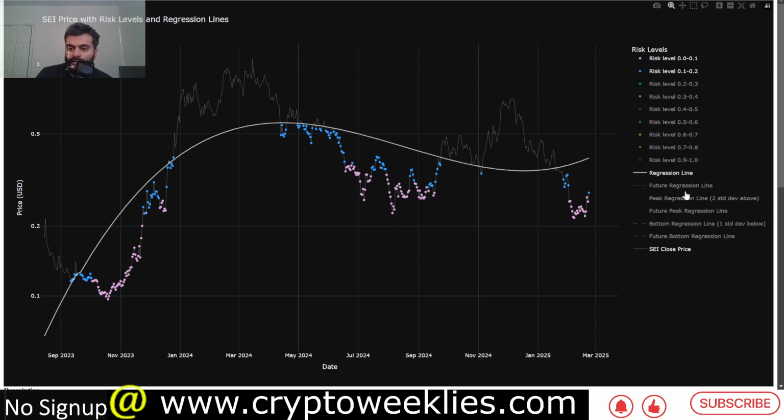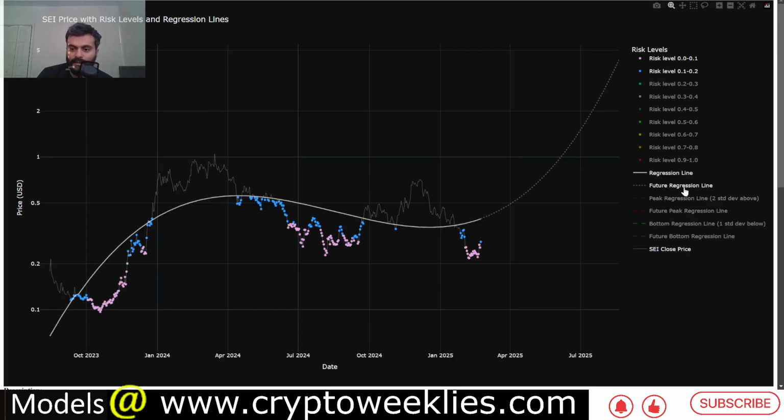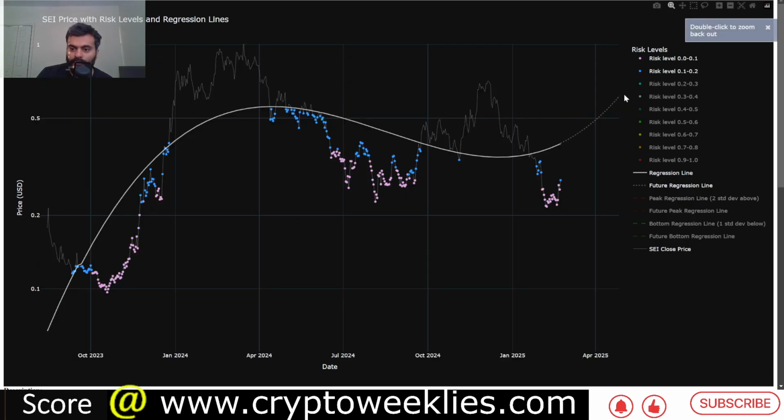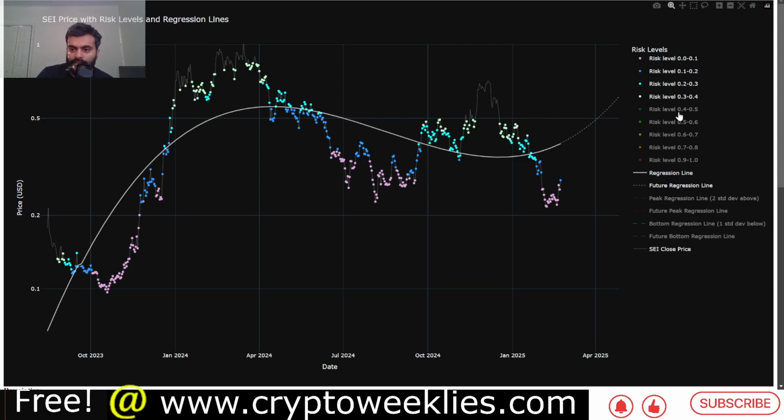If we were to extend this regression line, this model does do some calculations. Six months down the line, it's looking very bullish. But if we look at only 3 months into the future, the fair value could be at around 61 cents, or middle to end of April of 2025. And if we overlay this with all of the risk levels first, and then we overlay the 2 standard deviation residual applied to this fair value, we can identify where the tops could be.